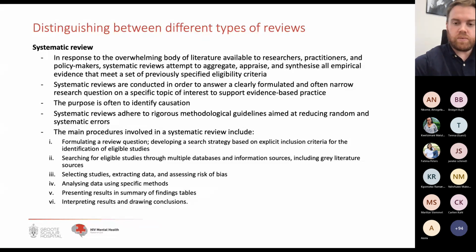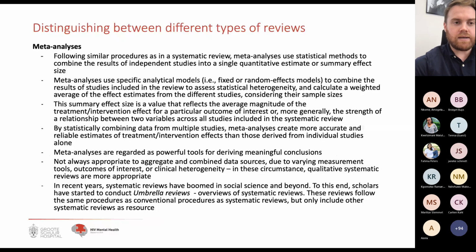The next that we often use is a meta-analysis, and you follow similar procedures as in a systematic review, but meta-analyses use statistical methods to combine the results of independent studies into a single quantitative estimate or summary effect size. Meta-analyses use specific analytical models, often fixed or random effects models, to combine the results of studies. So you use mean odds ratios and mean scores from multiple studies to review and to assess the statistical heterogeneity and calculate a weighted average of the effect estimates from different studies considering their sample sizes.